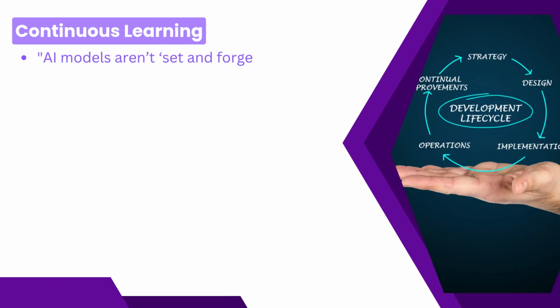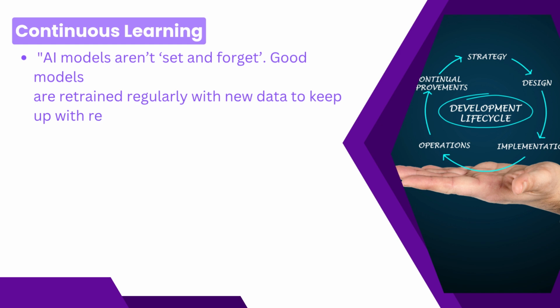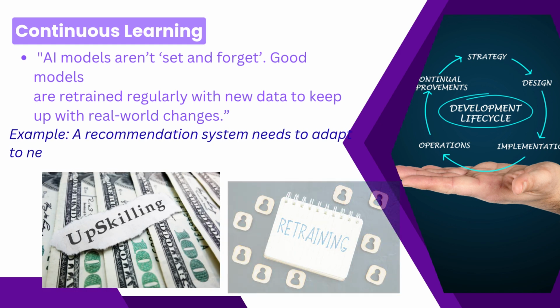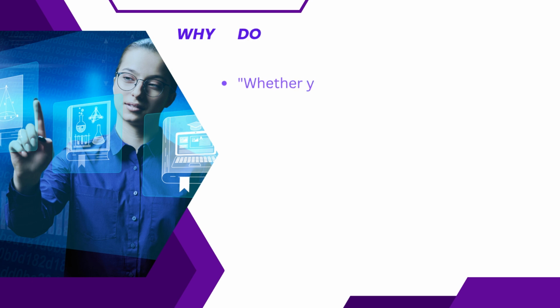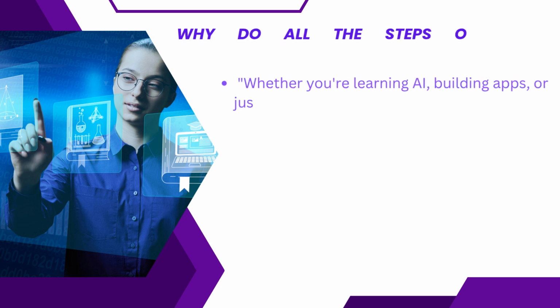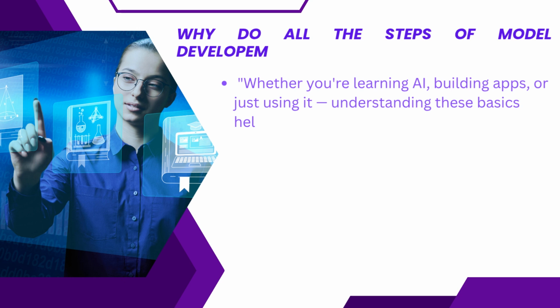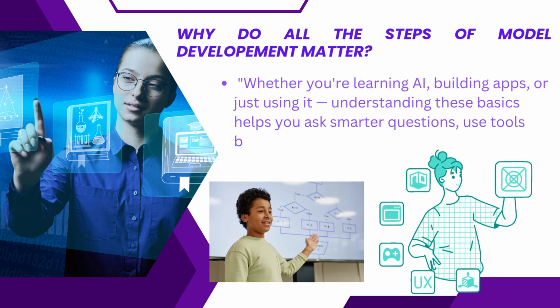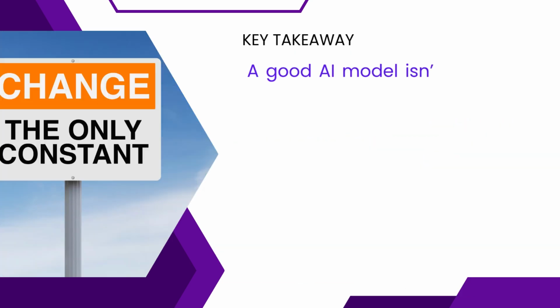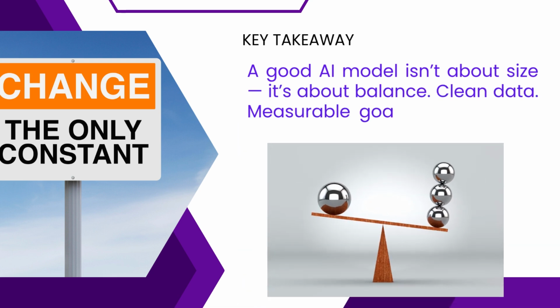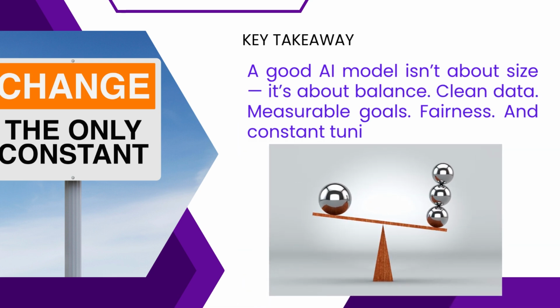Continuous learning. AI models aren't set and forget. Good models are retrained regularly with new data to keep up with real-world changes. Whether you're learning AI, building apps, or just using it, understanding these basics helps you ask smarter questions, use tools better, or even design your own models. Key takeaway is that a good AI model isn't about size, it's about balance. Clean data, measurable goals, fairness, and constant tuning.